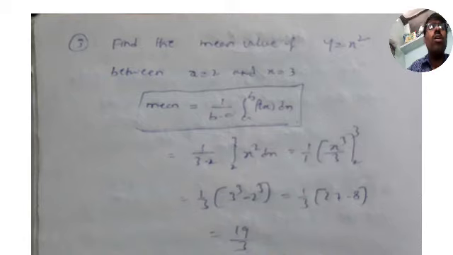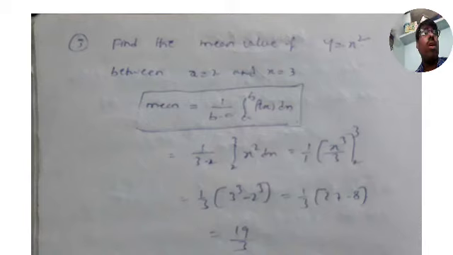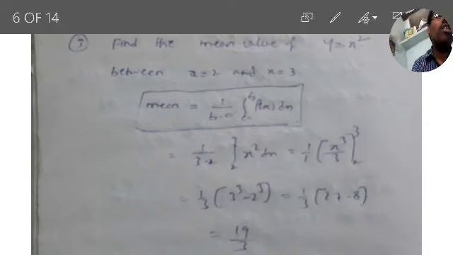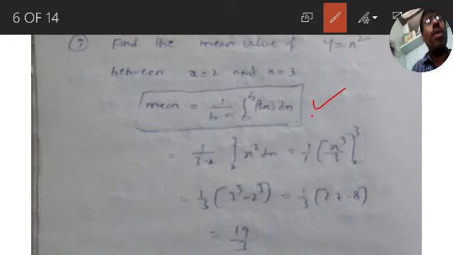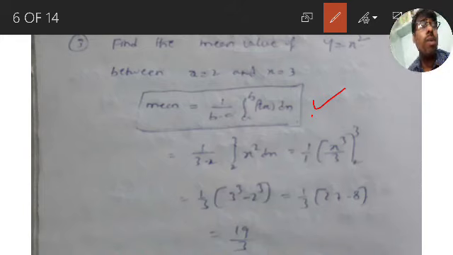Are you getting it? So what is the formula? In every problem, whenever we did two problems, in our two problems we have written the mean value formula there. So why am I always writing the mean value formula? Because it makes us remember it perfectly.